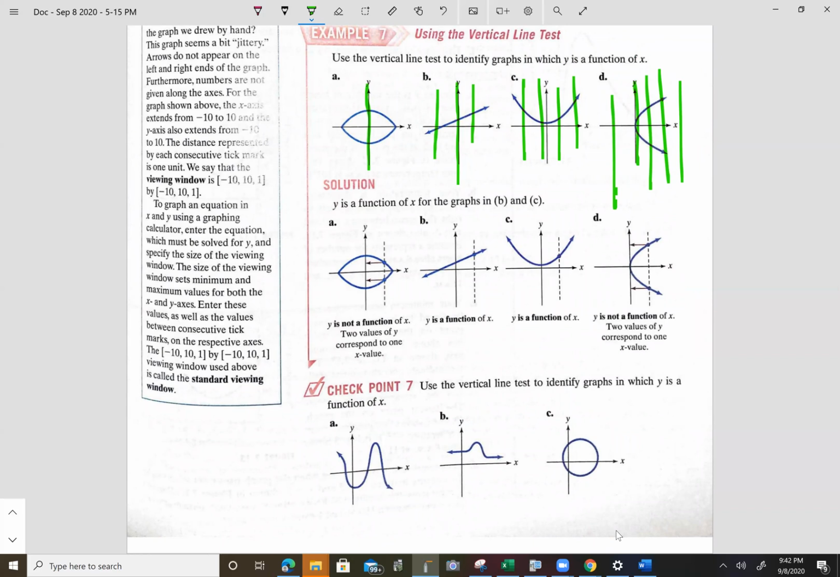Checkpoint, just figure out which of those are functions and which are not by drawing your vertical lines.